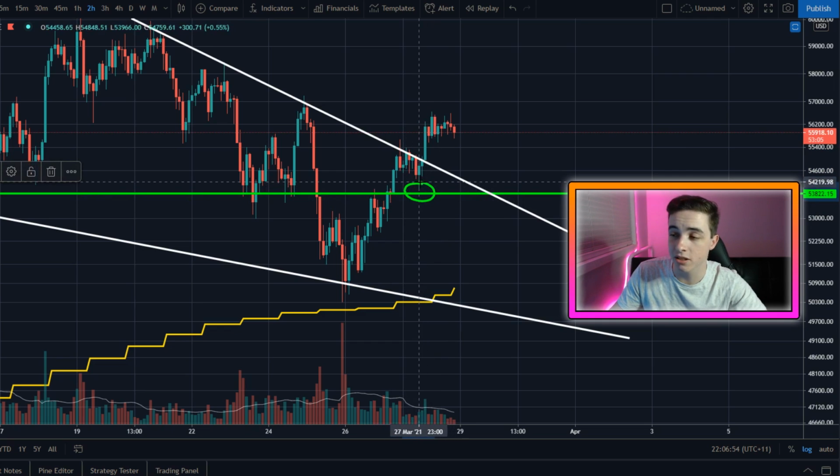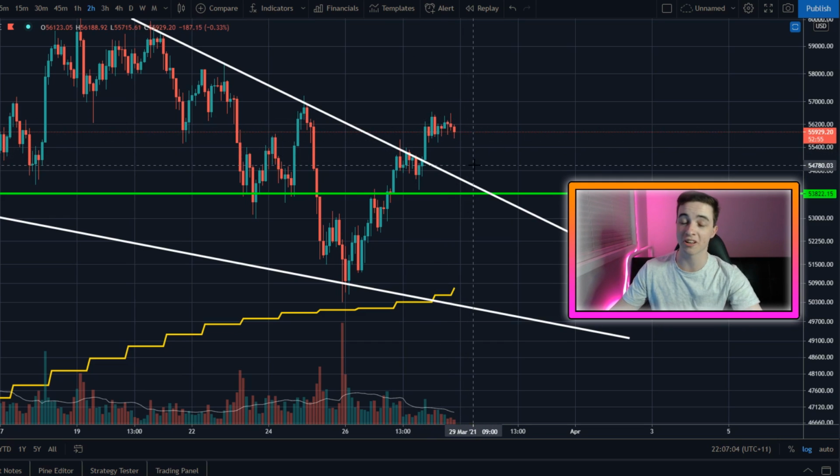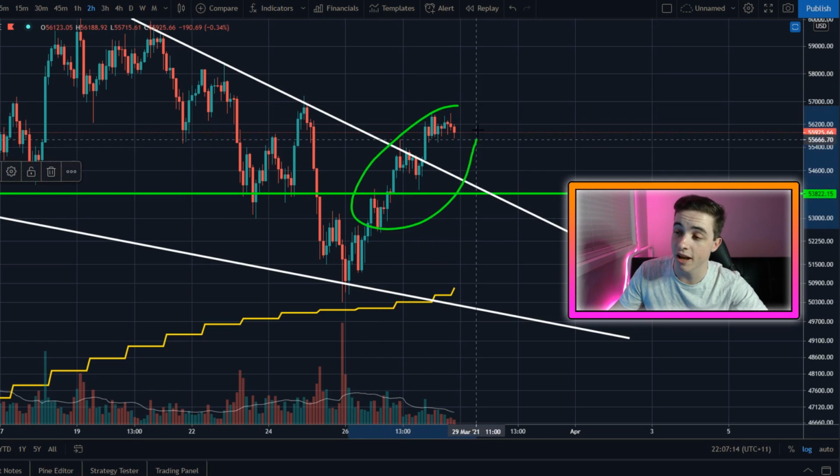Got a perfect bounce along that level, came back up for a second retest, exactly as I was talking about. And we broke to the upside on that second retest, and honestly, that has played out perfectly. Check out my last couple of videos, all of this price action has been playing out perfectly.